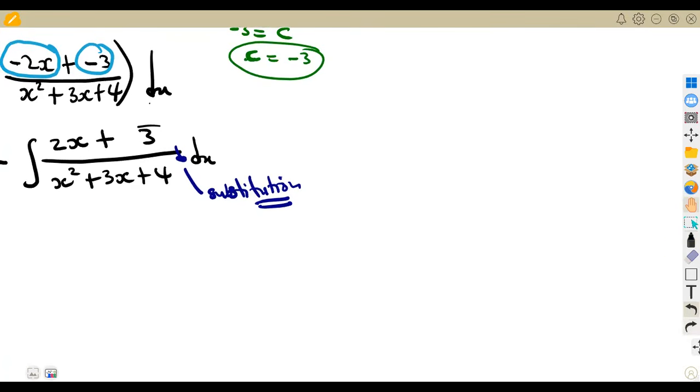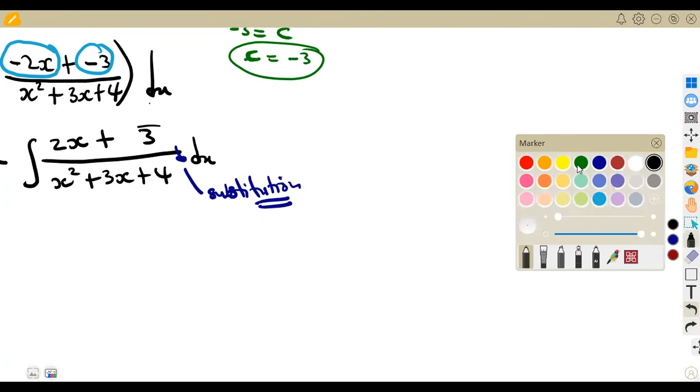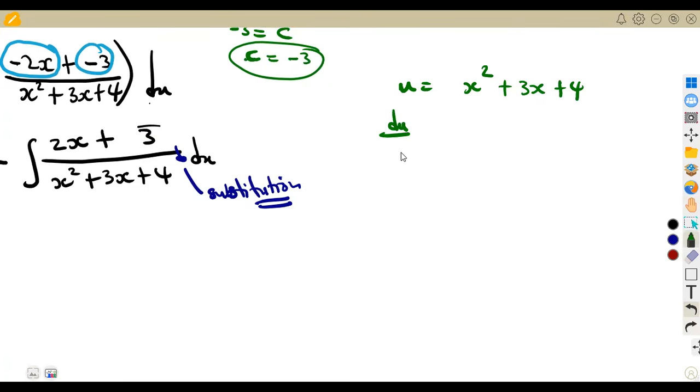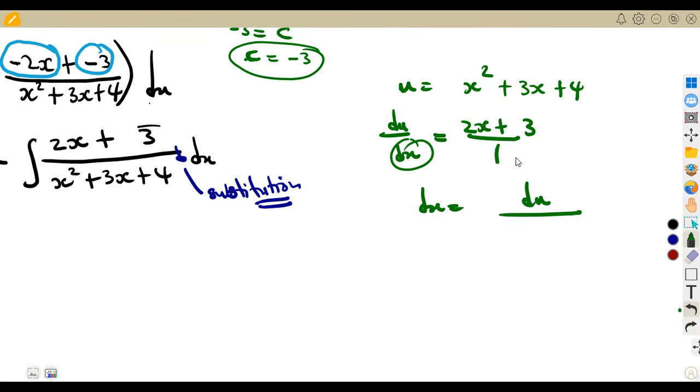the quadratic that we are given here. If we let our u be the quadratic in the denominator, then u is equal to x squared plus 3x plus 4. Remember, you have to find the derivative of u with respect to x, which is 2x plus 3. Then we make dx the subject. So if you find dx as the subject, it's going to be du over this expression of 2x plus 3, which is exactly what we have on this part, 2x plus 3.